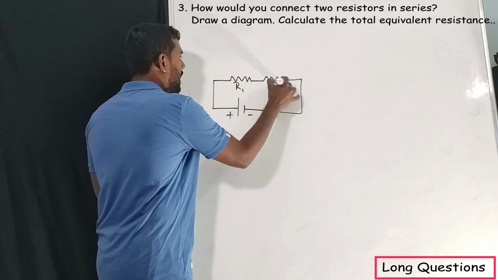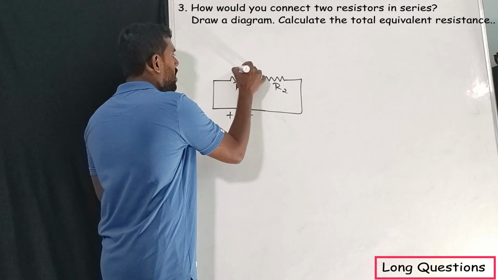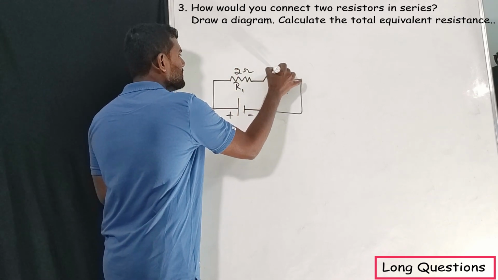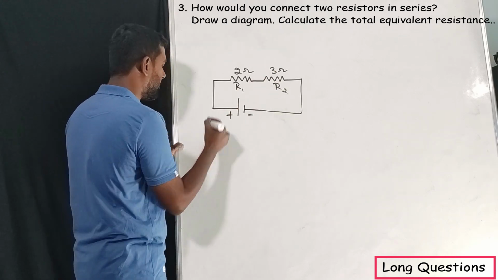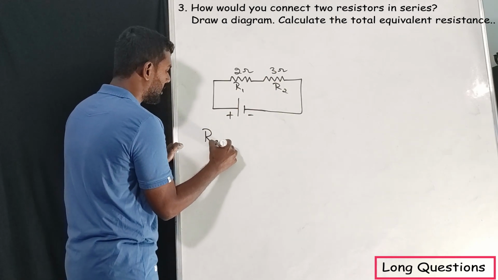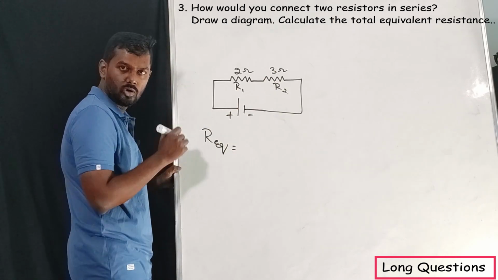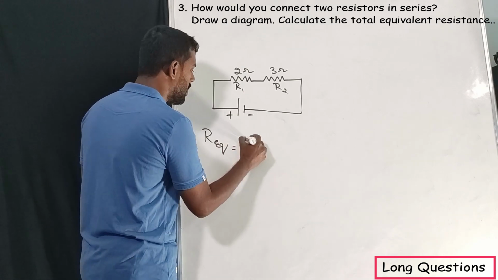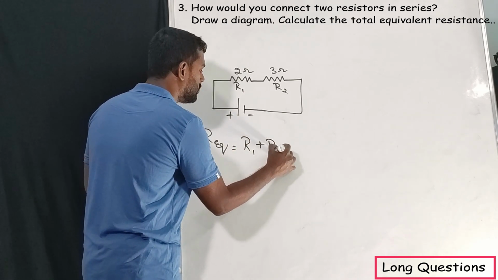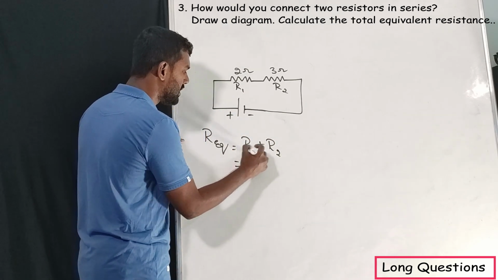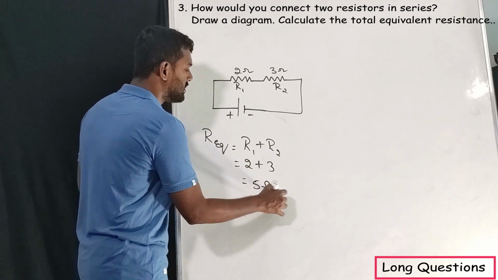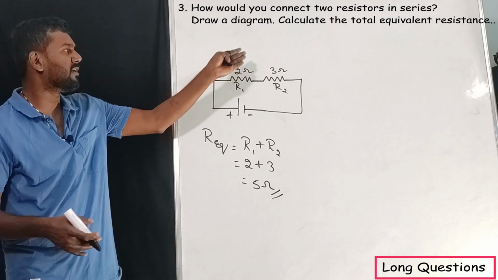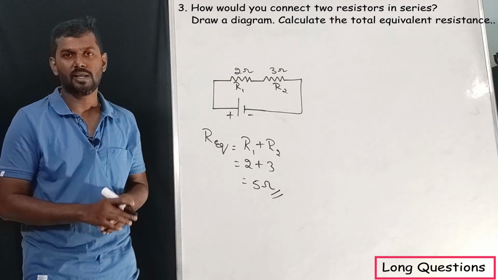Assume this is R1 and this is R2. Assume this is 2 ohms and this is 3 ohms. Okay, this is the diagram. Calculate the total equivalent resistance. So REQ, the total equivalent resistance, is equal to R1 plus R2. Why? Because they are in series, and that will be 5 ohm. See, this is just an example. You can take any values in the exam to calculate the answer.